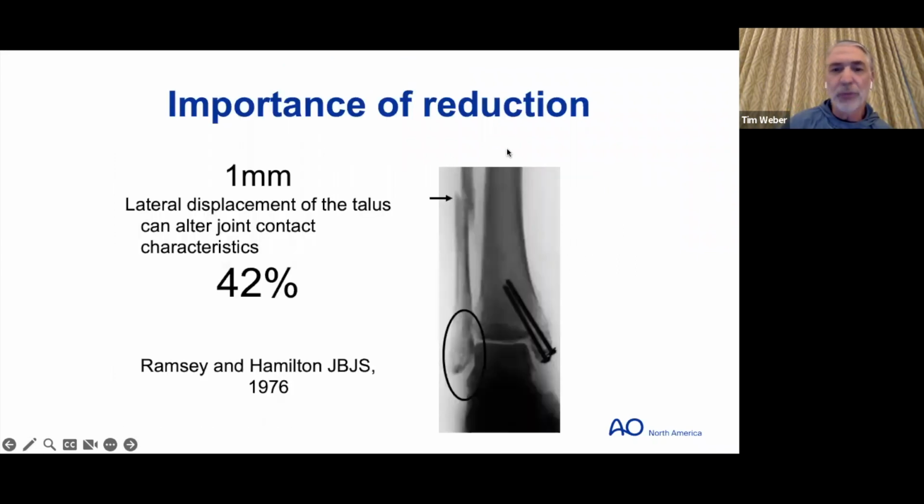And is that important? Well, this is an old paper, but 1 millimeter of displacement of the talus increases the contact forces and subjects us to an increased risk for arthritis by 40%. And so I think the stakes are really high. Most ankle fractures are in young people, where we don't have great solutions if it goes poorly. So the risks are significant and the stakes are high for getting this right.